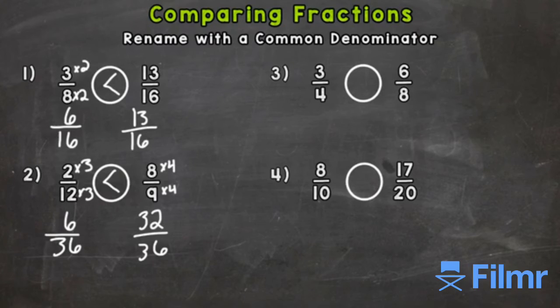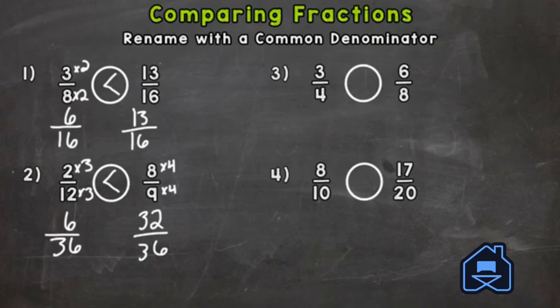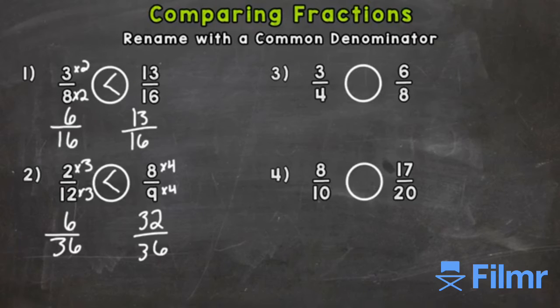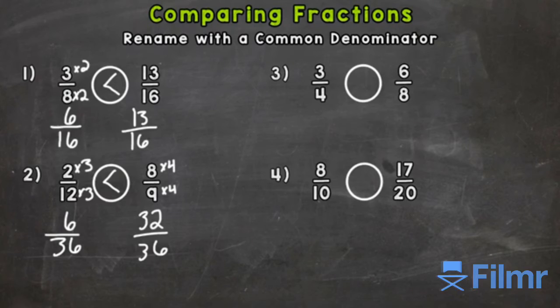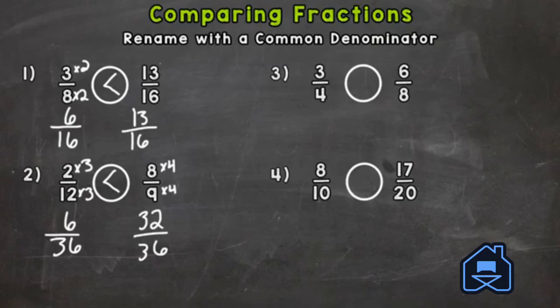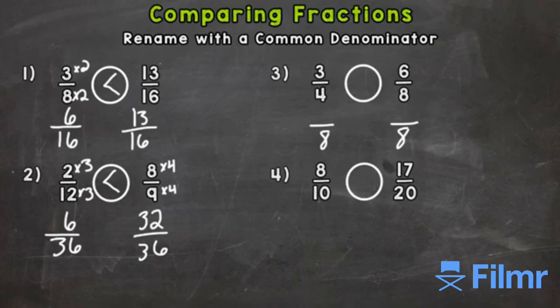So let's take a look at number 3. Now, both of these fractions are over half, so we can't use the benchmark strategy here with these fractions. So we're going to need to find a common denominator and rename. So 3/4 and 6/8. So we have a 4 and an 8. And our common denominator is going to be 8. Now that second fraction, 6/8, already has that denominator of 8, so we do not need to do anything. We're going to leave it as is.